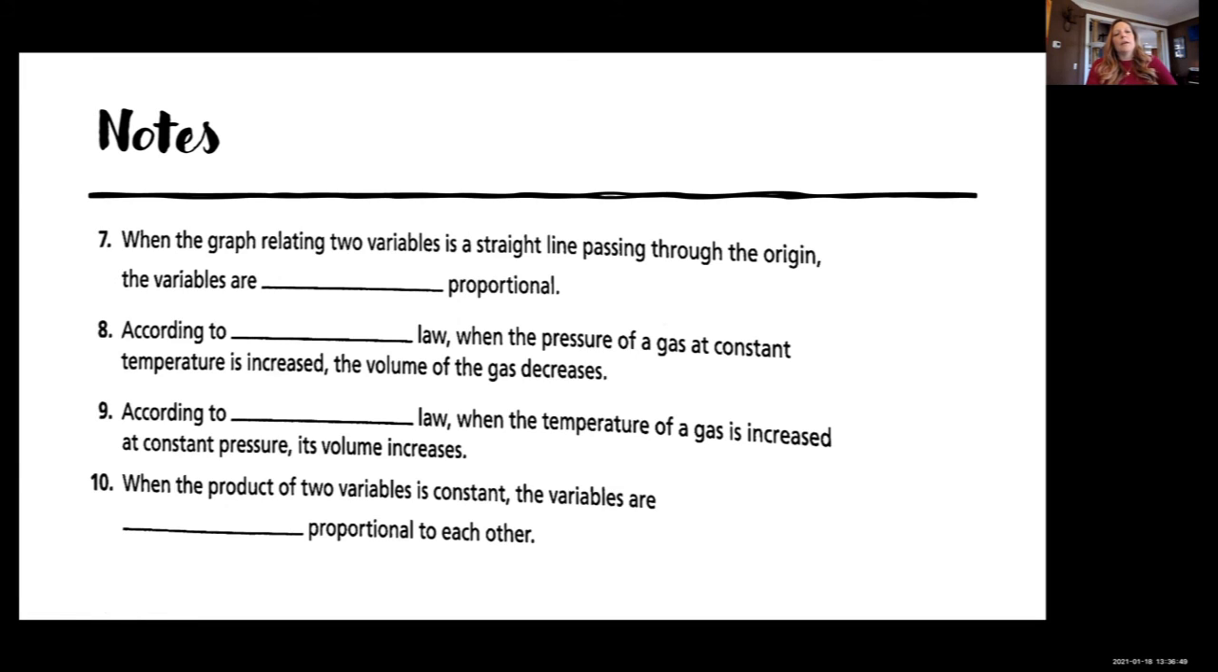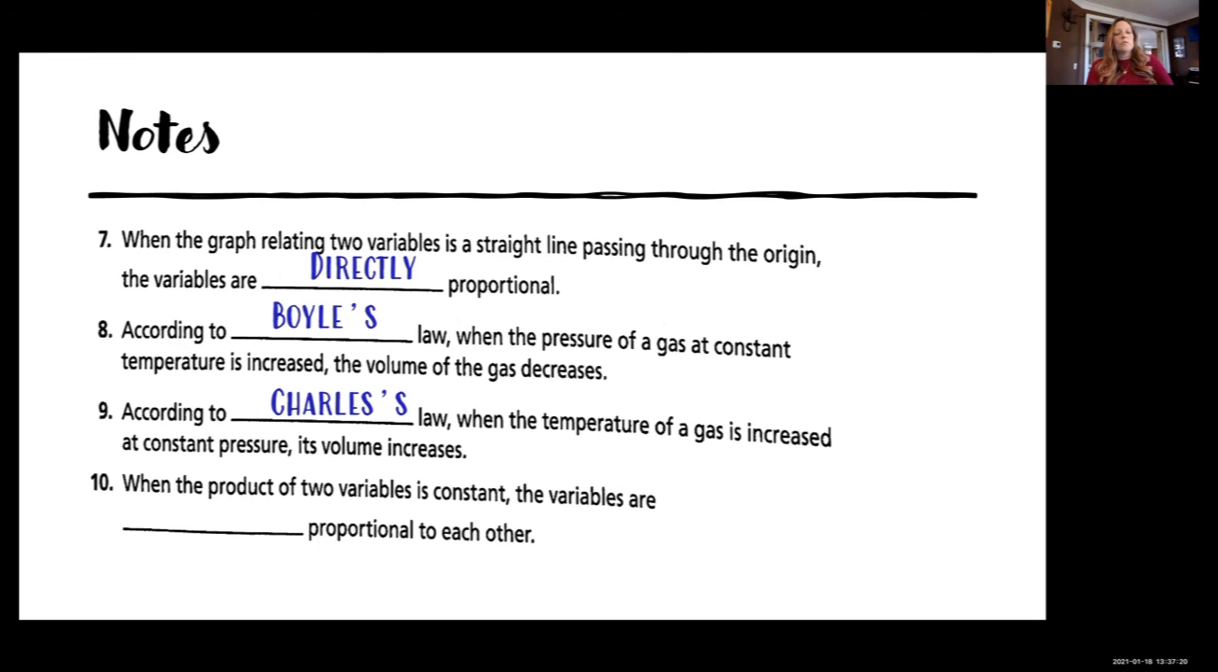When the graph relating two variables is a straight line passing through the origin, the variables are directly proportional. According to what law? According to Boyle's law. When the pressure of a gas at a constant temperature is increased, the volume of the gas decreases. Remember, Boyle's law is the one that is inversely proportional. According to which law? Charles's law. When the temperature of a gas is increased at a constant pressure, its volume increases.